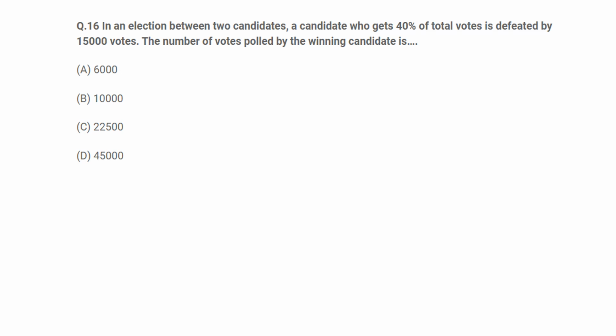See, I am taking different models of questions which were asked in previous exams, so that you can understand different models of questions, right? So here, in an election between two candidates, let's take A and B. A candidate who gets 40% of total votes is defeated. Suppose B got 40% and A won the elections, then A got 60% only. Whoever was defeated got 40%, then the winner got 60% only, right? 60, 40, total 100. Anything we want to compare with 100 only, right? So let's see.